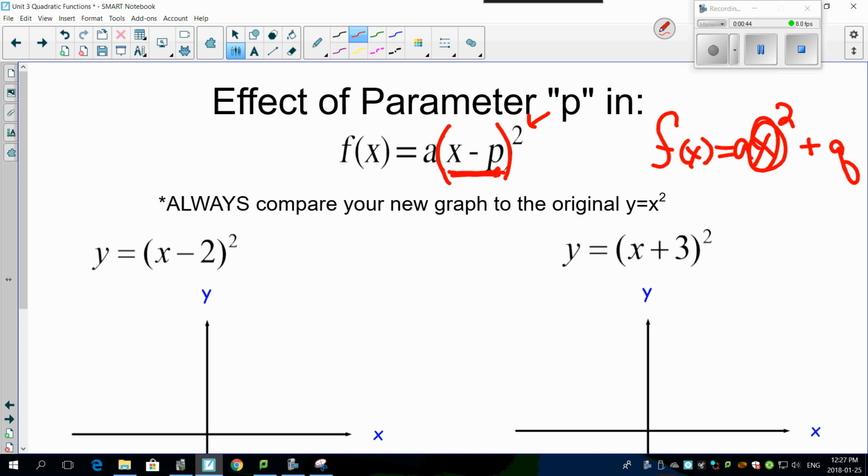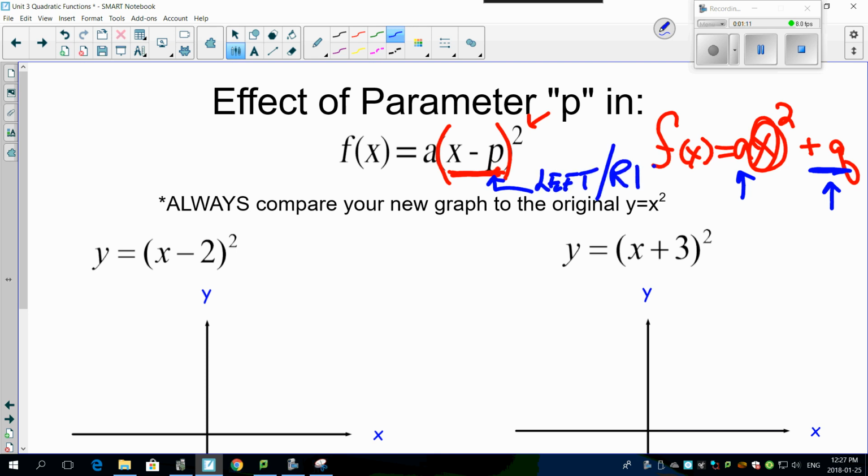Okay, that'll all come clear at the end of this podcast. Trust me on this one. So watch what happens here. Do you remember the A told you wide, narrow, upwards facing or downwards facing, opening up, opening down, happy, sad parabola. The Q moved it up and down. What do you think this is going to do? Yeah, I think it's going to move it left and right.